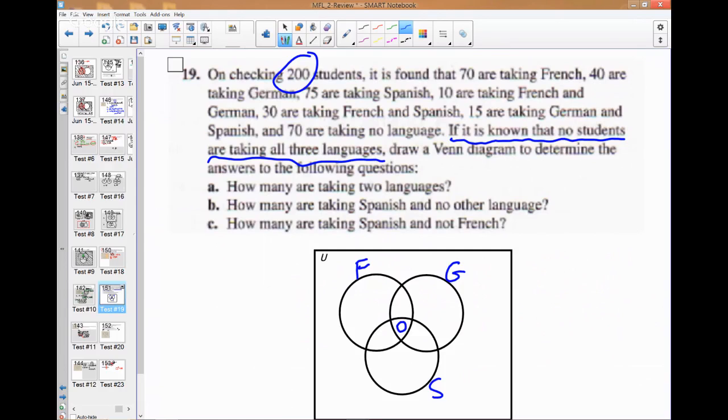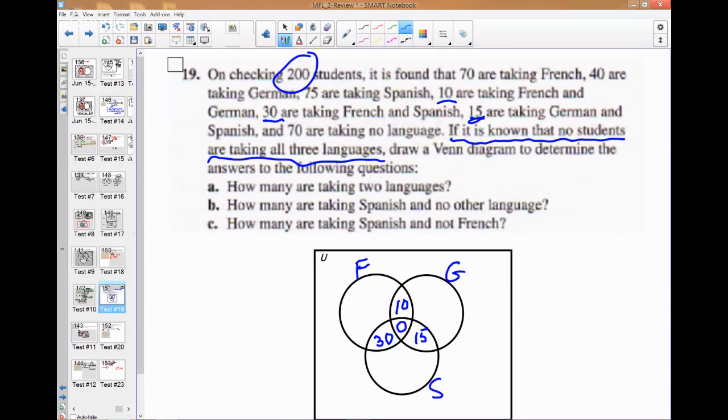Okay, now let's do our so-called doubles. So, where does that begin? Right here is the first one. 10 are taking French and German. 10 plus 0 is 10. 30 are taking French and Spanish. 30 plus 0 is 30. 15 are taking German and Spanish. That's this one right here.